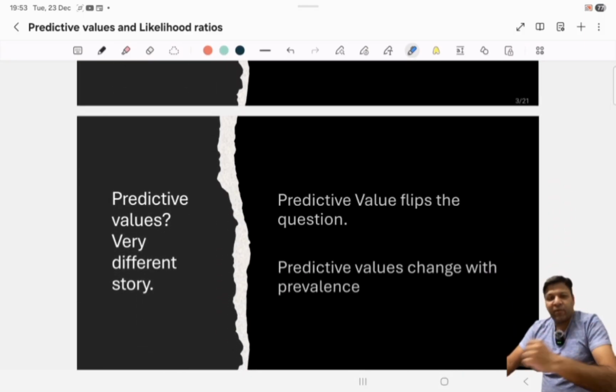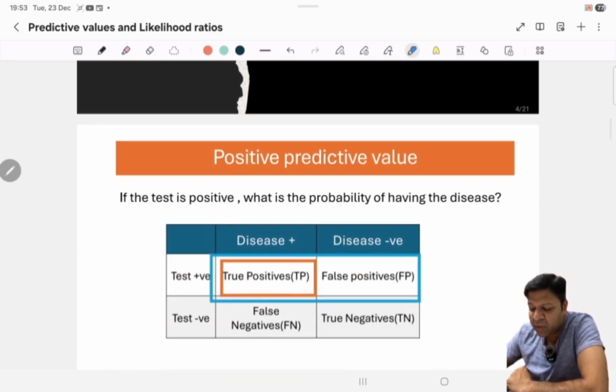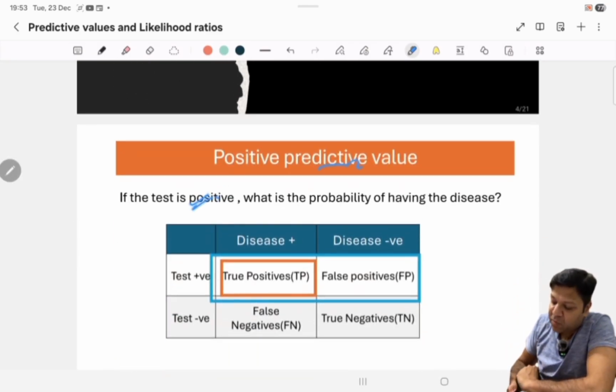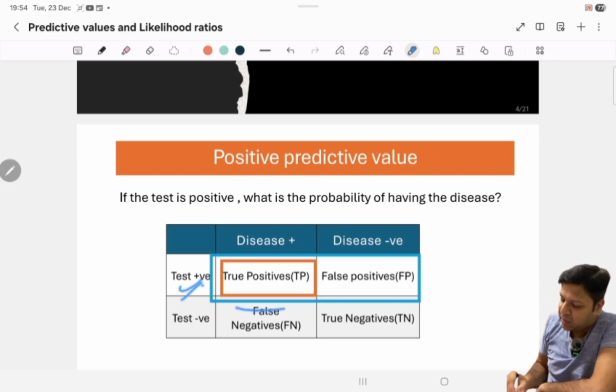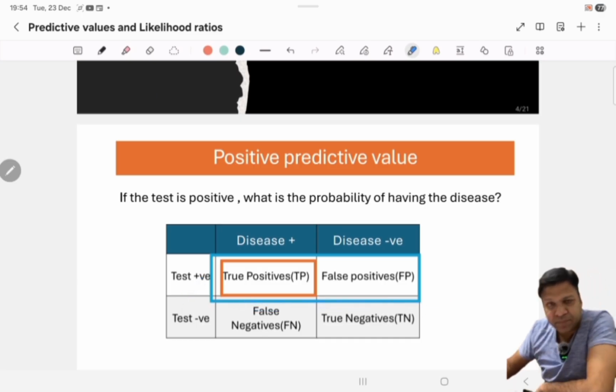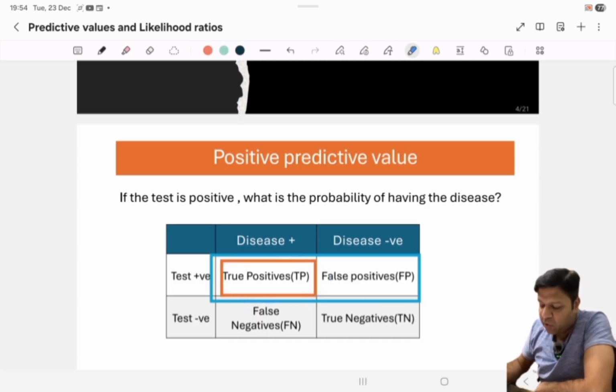So what is predictive value? If we compare that with sensitivity or specificity, what we have just discussed, predictive value flips the question. Predictive values ask, in the case of positive predictive value, if the test is positive, what is the probability of this patient having the disease? So that is what positive predictive value asks. If the test is positive, in this whole population, what is the probability of having the disease in these individuals?